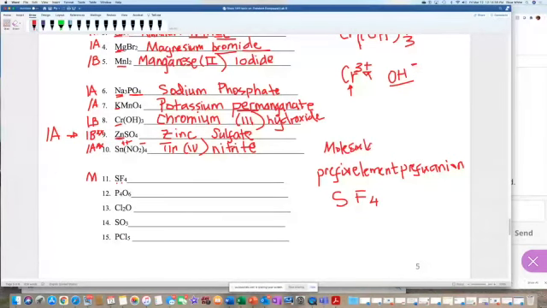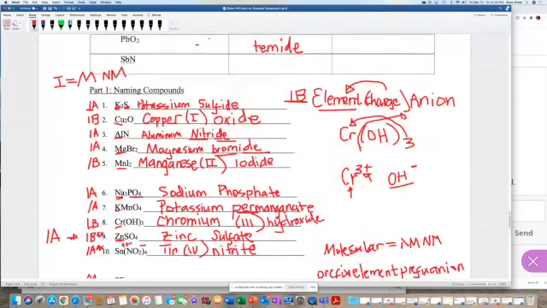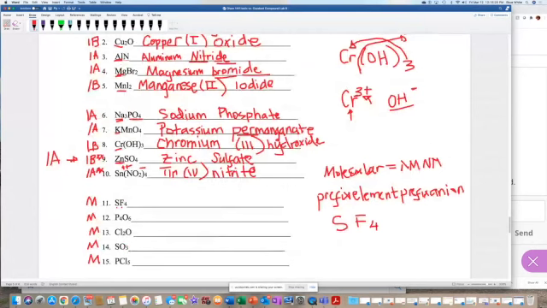Non-metal and nonmetal. So this is molecular: phosphorus, chlorine, sulfur, phosphorus again, all nonmetals. So these are all molecular compounds. They are not ionic, so the format of nomenclature looks completely different. It will be prefix, element, prefix, anion. This is supposed to be O, okay?